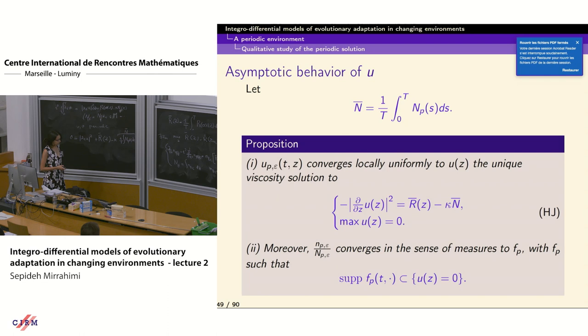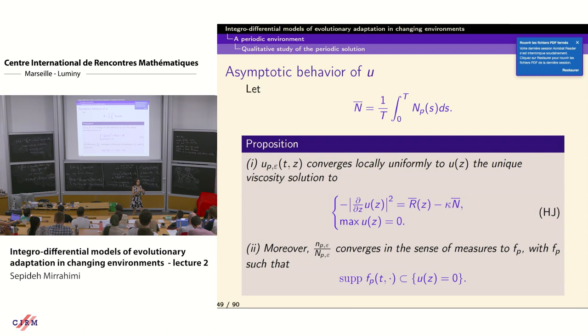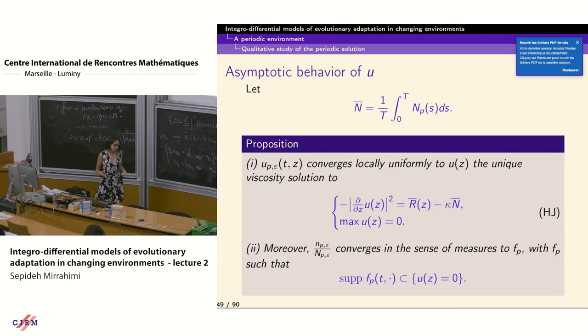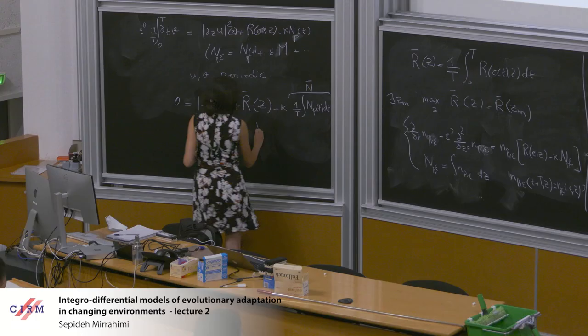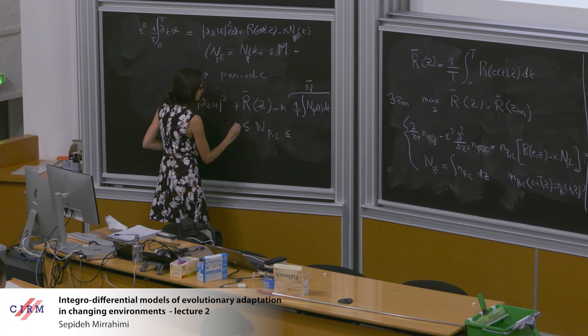Okay, and this is something that you can already see with the example that I showed you at the beginning, because if you put everything with a minus sign in front of it, then you will choose the solution that had the angle to the up, not the bottom. Okay? So we can prove that UP epsilon converges locally uniformly to this function, and that we still have this maximum of U equal to zero, which is still related to the fact that NP epsilon is bounded below and above by positive constants. Okay?